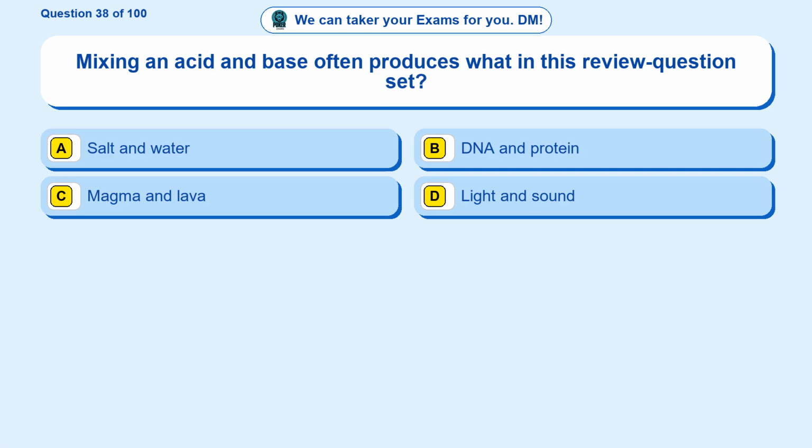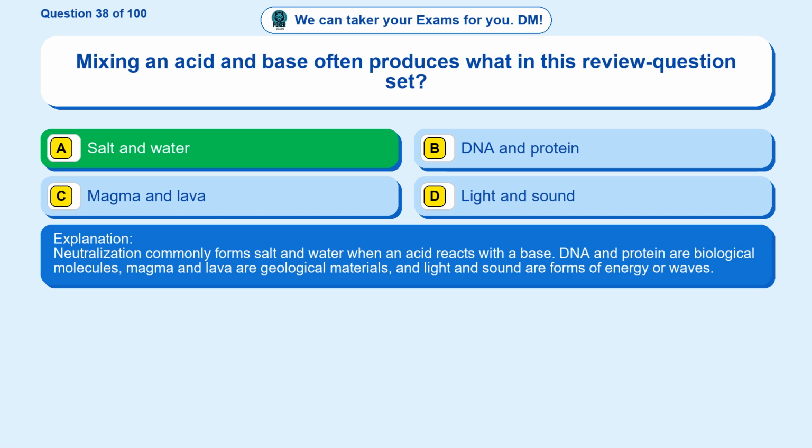Question 38. Mixing an acid and base often produces what in this review question set? Option A, salt and water. Option B, DNA and protein. Option C, magma and lava. Option D, light and sound. The correct answer is option A, salt and water. Neutralization commonly forms salt and water when an acid reacts with a base. DNA and protein are biological molecules, magma and lava are geological materials, and light and sound are forms of energy or waves.